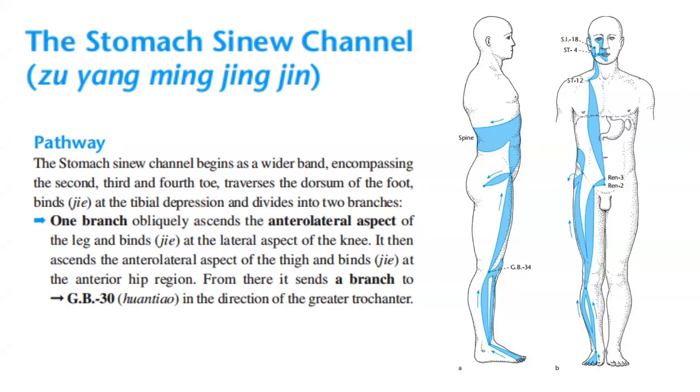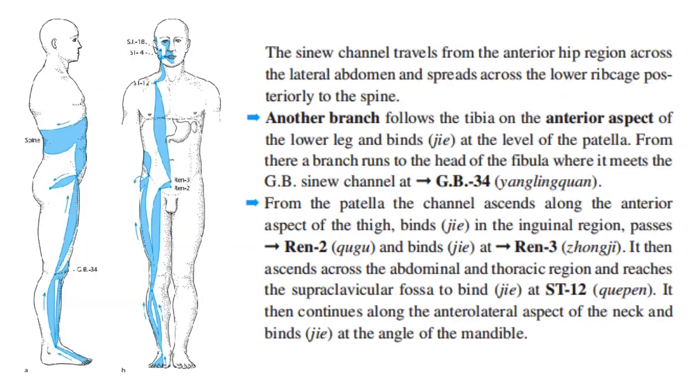It then ascends the anterolateral aspect of the thigh and binds at the anterior hip region. From there, it sends a branch to GB30 in the direction of the greater trochanter. The sinew channel travels from the anterior hip region across the lateral abdomen and spreads across the lower rib cage posteriorly to the spine.